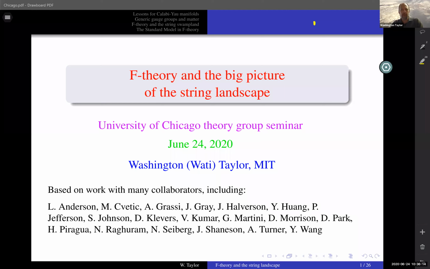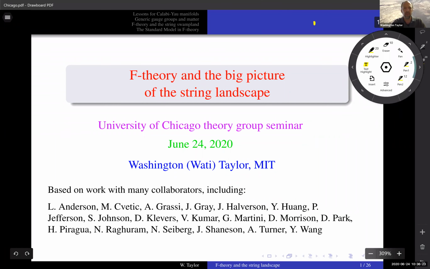I think I've got like 30 papers on things related to this, with many of these collaborators mentioned on the screen here. Let me just see. Okay, so I've got, yeah, good. So I can draw on there.